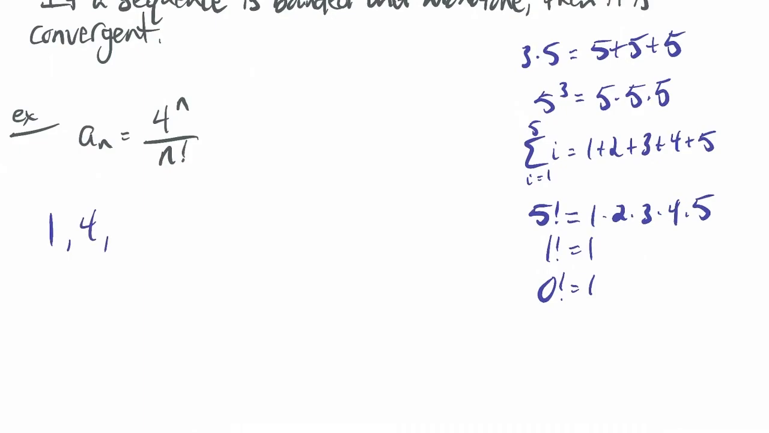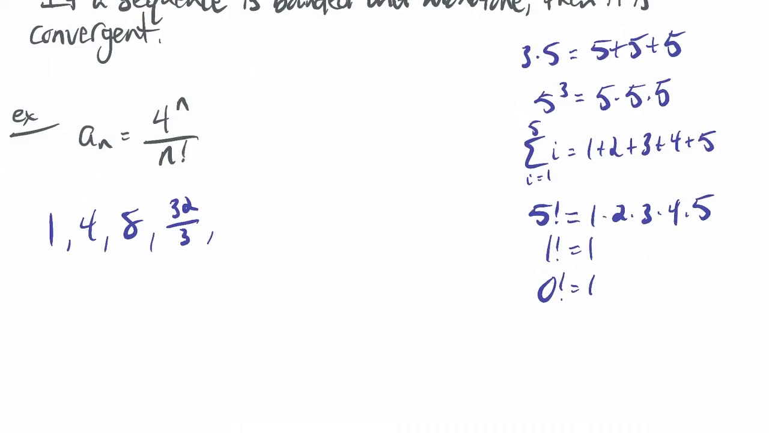If I put in, say, 2, I'll have 16 over 2, so 8. Still increasing. If I put in 3, I'll have 4 to the third power is 64, right? Over 6. So 32 over 3. Oh, it's smaller now, right? Okay.